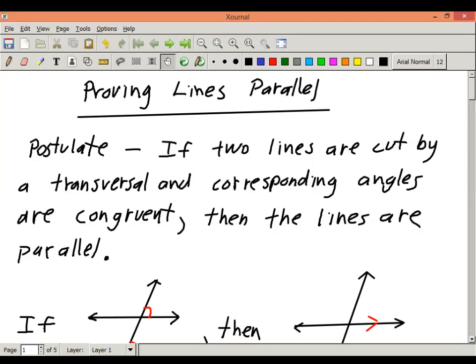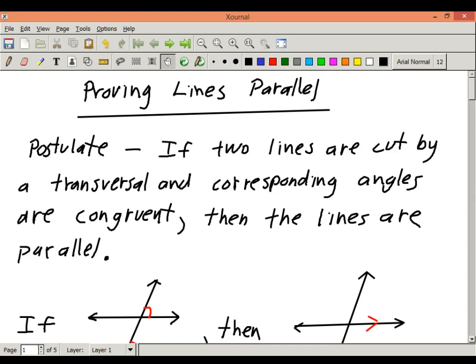Welcome back, everybody. We're going to look at one new postulate and three new theorems today. These are the converses of a postulate that we had earlier and the converses of three theorems that we had earlier. Okay, so the postulate, remember, you don't prove. And so I'm just going to read that to you, and we're going to look at a little diagram to kind of think about what it means.